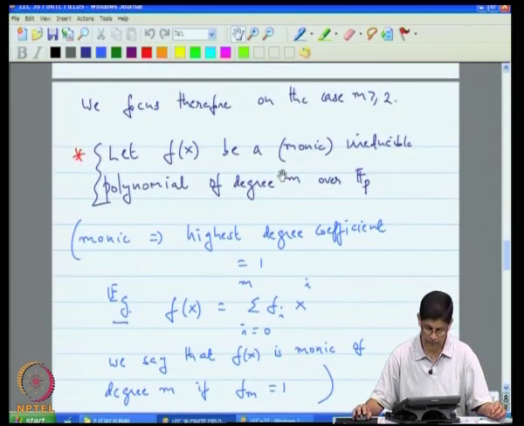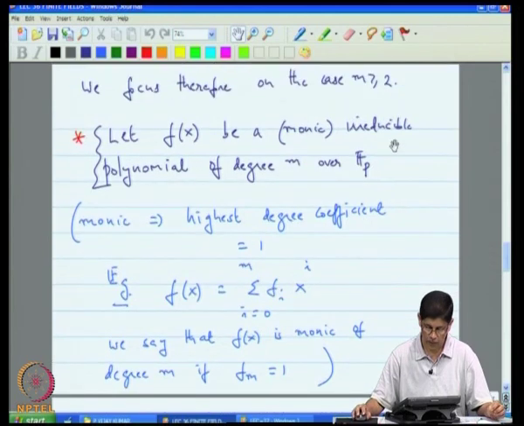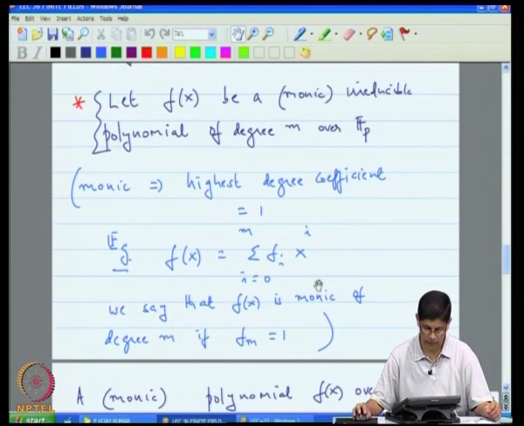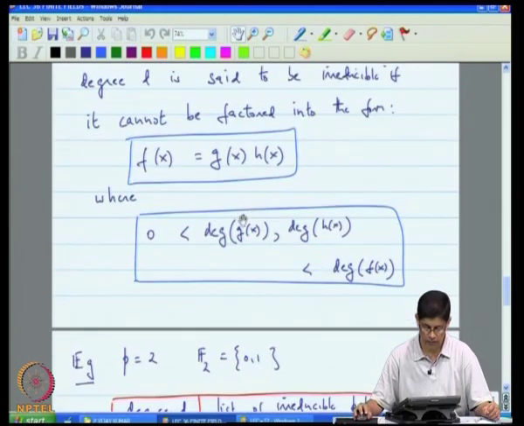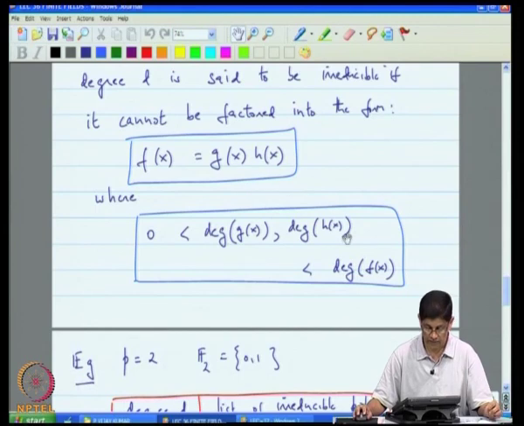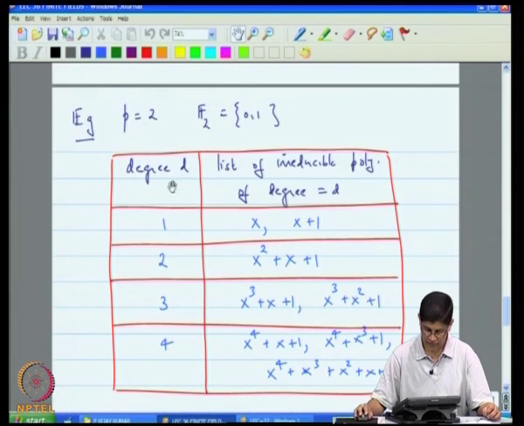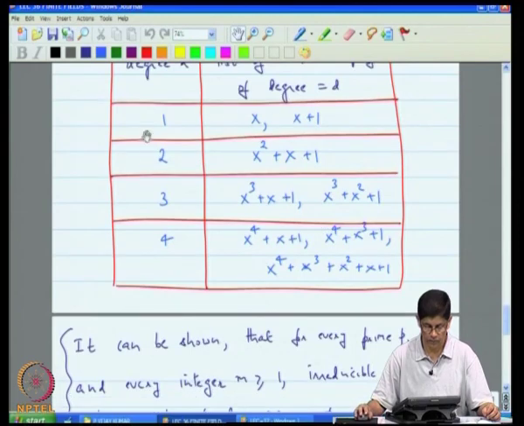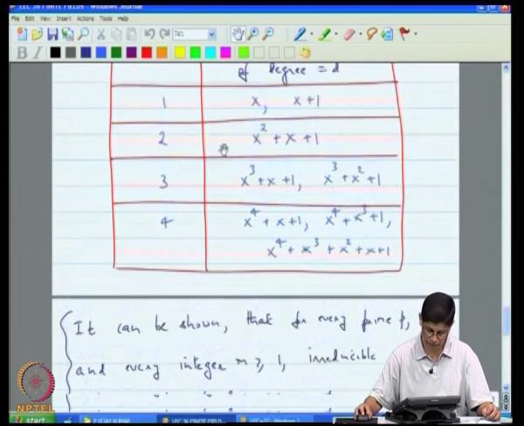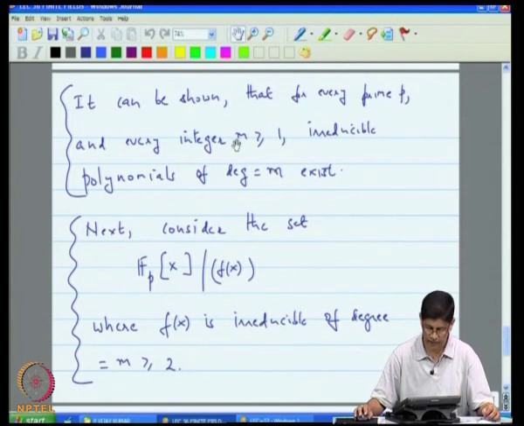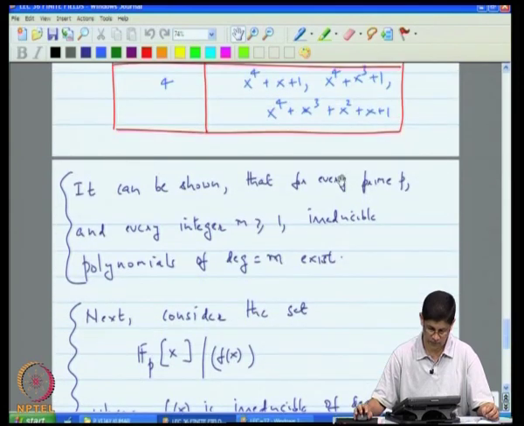So we focus on the case m is greater than or equal to 2, and the way we do it is we take a monic irreducible polynomial. What does monic mean? Monic simply means that the highest degree coefficient is equal to 1. Irreducible means that it cannot be factored into the product of two polynomials, each of which has degree less than the degree of the original polynomial. For example, when p is 2, this is a list of the irreducible polynomials of small degrees, degree 1, 2, 3 and 4. It can be shown that for every prime p and every integer m greater than or equal to 1, irreducible polynomials of degree equal to m exist.